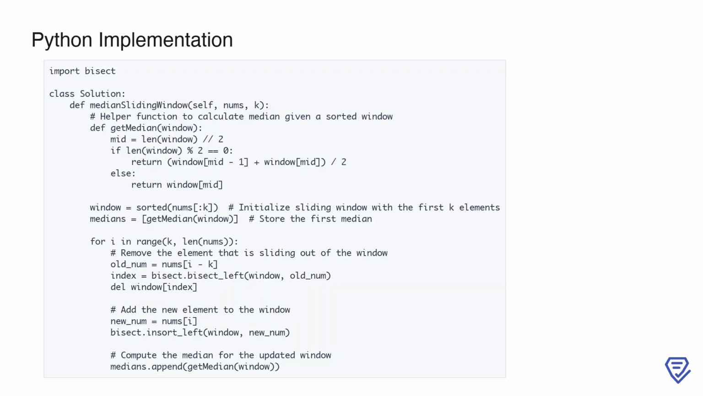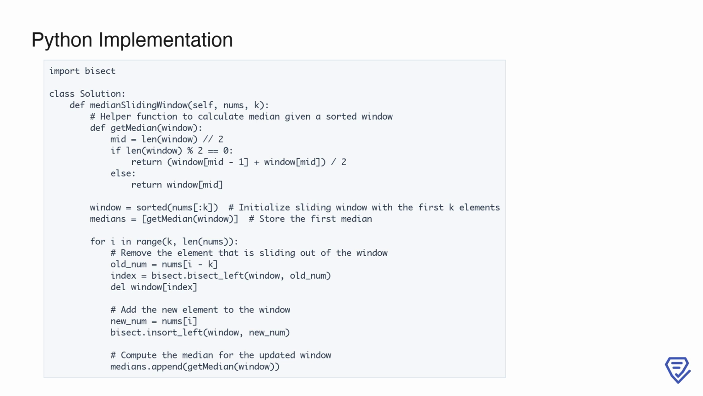Here, we start by importing the bisect module, which helps us efficiently manage the sorted sliding window. The Solution class defines the method medianSlidingWindow, which takes two inputs, nums, the list of numbers, and k, the size of the sliding window. Within this method, we define a helper function called getMedian. This function calculates the median for a given sorted window. If the size of the window is even, it calculates the average of the two middle elements. If the size is odd, it simply returns the middle element.